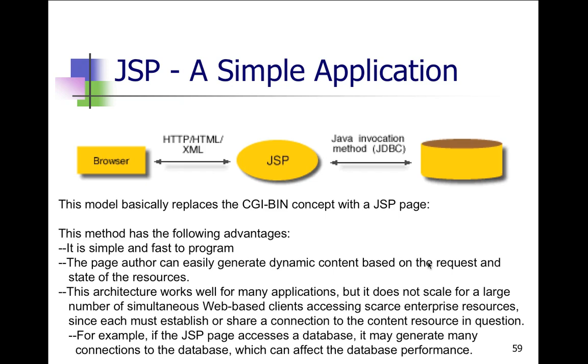Here's the big picture, and this is a simple one, and this is the one you'll be doing in your assignment, but you won't be connecting to a JDBC database. You could easily translate that into some sort of connection. The model basically replaces the CGI bin concept with a JSP page. We have a browser with an HTML interface, running over the HTTP protocol, going from the browser to a JSP page. The JSP page is invoking a method, a bean perhaps, or just a method. The method is going to use JDBC, as we've seen earlier in the course, and connect to the database over here.